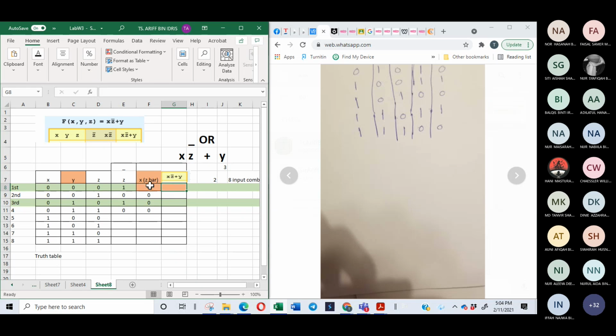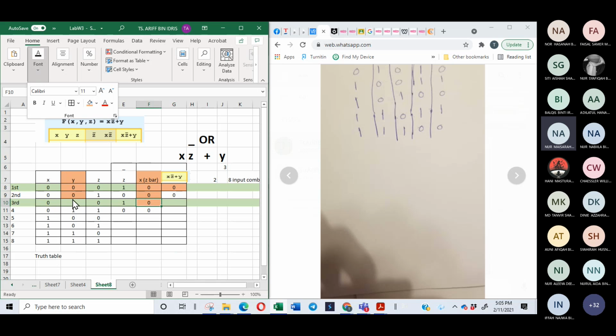So you find out where the column for x z bar is, which is here. The answer will be 0. 0 OR y. What is the value for y, class? Zero. So here 0 OR 0. What is the result for x z bar plus y? Zero. What about this one? Zero. 0 OR 0, the answer will be zero.